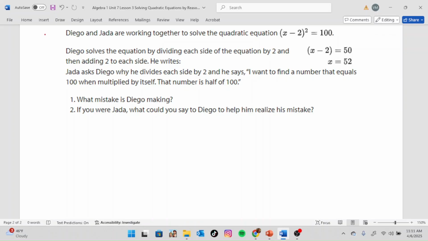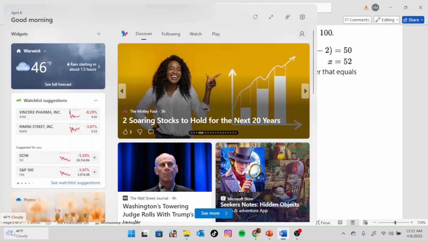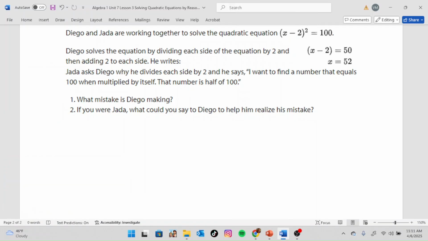Jada asks Diego why he divides each side by 2, and he says, I want to find a number that equals 100 when multiplied by itself. That number is half of 100. Number 1, what mistake is Diego making? The mistake that Diego is making is that he is dividing by 2 instead of taking the square root.